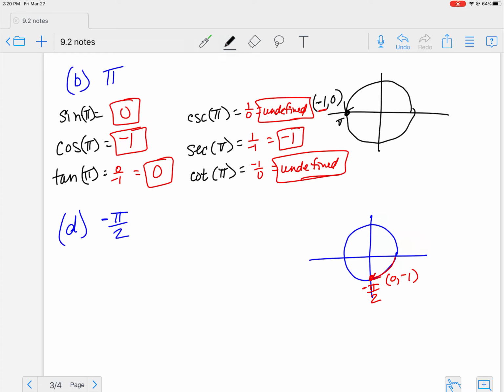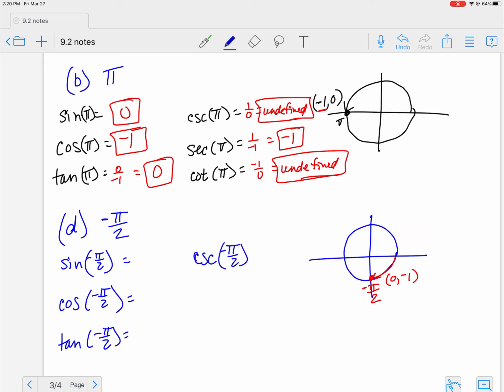Now would be a good time for you to pause the video and then come up with these 6 trig functions by yourself. That's the beauty of having virtual in this instance, because now you can pause, practice it yourself, then start it back up. Okay, pause it, practice, and I'm going to keep going. So I have here sine of negative pi over 2, the cosine of negative pi over 2, the tangent of negative pi over 2, the cosecant of negative pi over 2, secant of negative pi over 2, and cotangent.